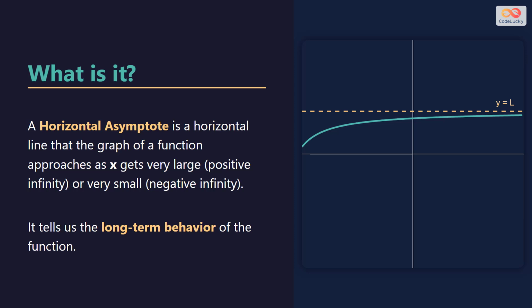So, what exactly is a horizontal asymptote? Simply put, it is a horizontal line that a function approaches as the input value x gets extremely large or extremely small. It tells us where the function is heading in the long run.